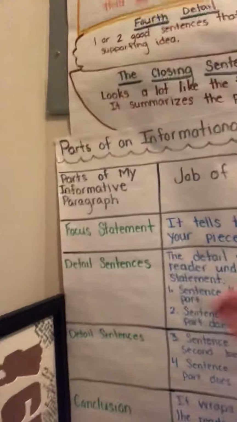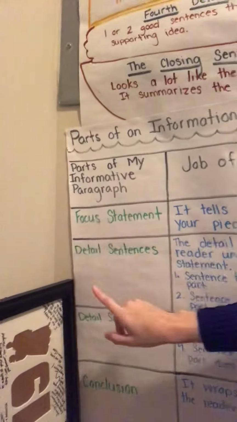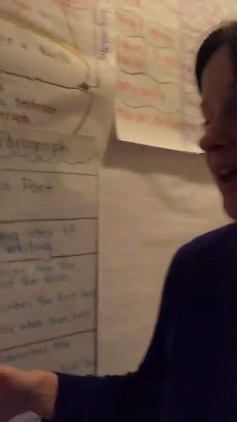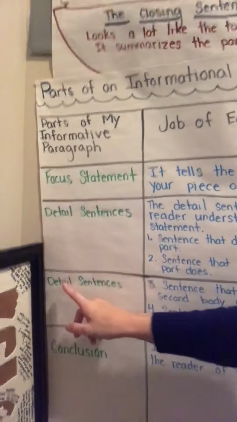Now, a paragraph has different parts to it. So today we're going to talk about two of the parts, then tomorrow we'll talk about the other two. So parts of my informative paragraph. First, we have the focus statement, or some people will call it the topic sentence. And it tells the big idea of your piece of writing. So your first sentence is letting the reader know what your whole paragraph will be about, so they know what to expect. The next parts are called our detail sentences.